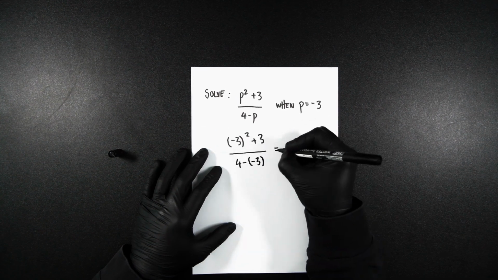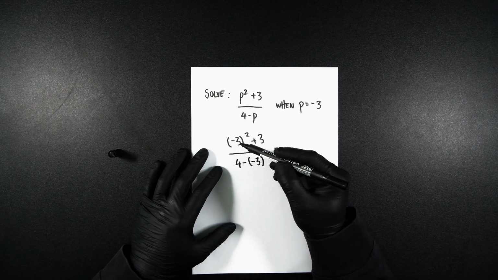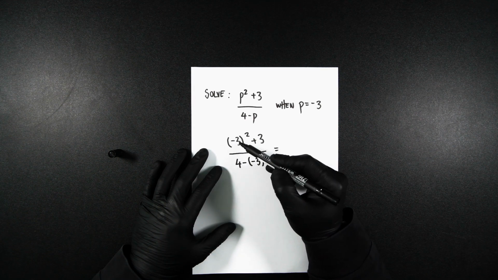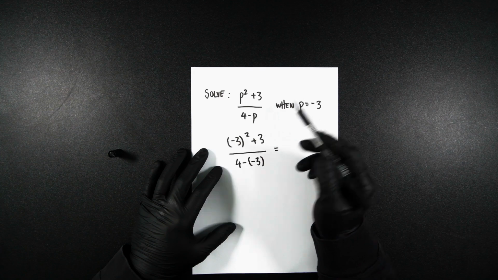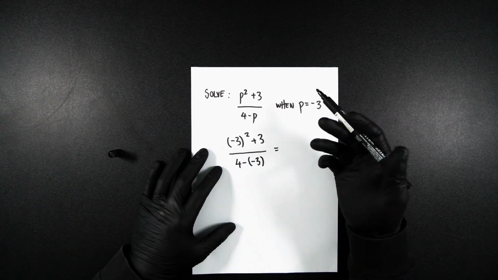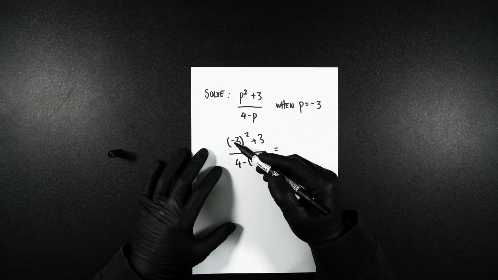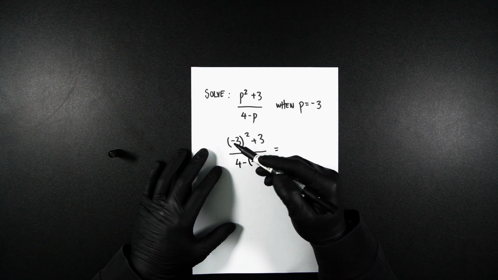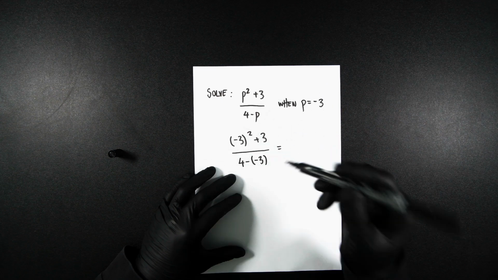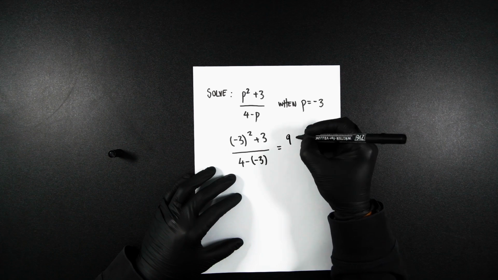minus 3. The reason why there are brackets here is if you put this into your calculator without brackets, it will think that the minus is sitting outside. So it will do 3 squared, which is 9, and then it will do minus times that 9, so minus 1 times 9. So then it will give you an answer as minus 9. However, when you put brackets, it means that you're doing minus 3 times minus 3, which means that minus times a minus is a positive, so you will get 9.